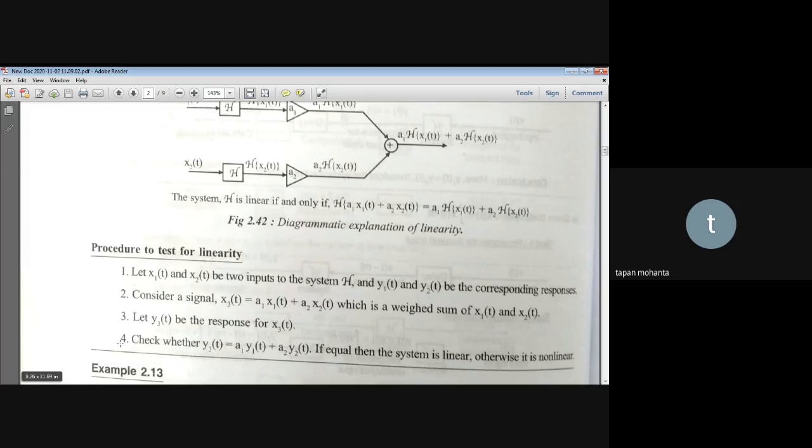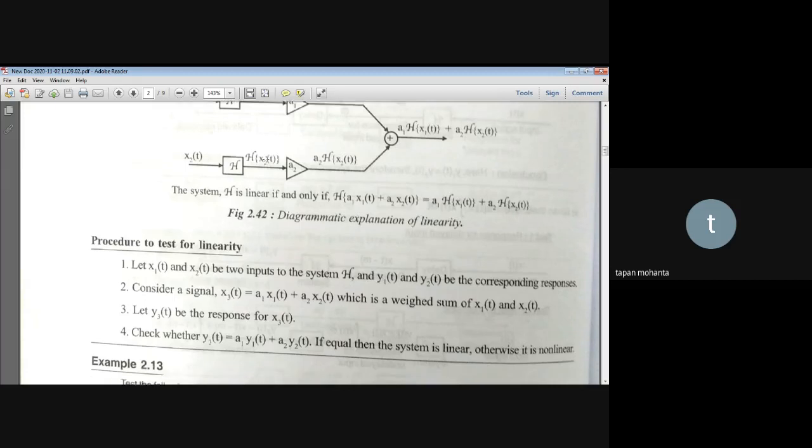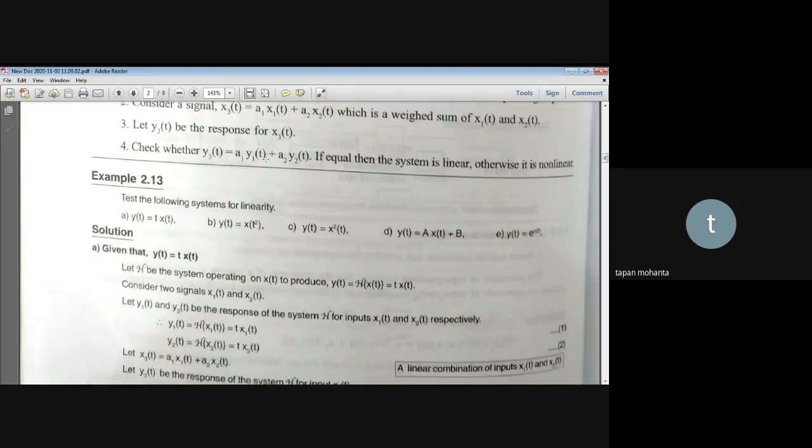Then check whether y3 of t is equal to a1 y1 of t plus a2 y2 of t. If the equation holds, then the system is linear, otherwise it is not. So this is the procedure for the test of linearity. Using this procedure, we can solve the problems with the use of a diagrammatic method. Let's see how you can solve these.